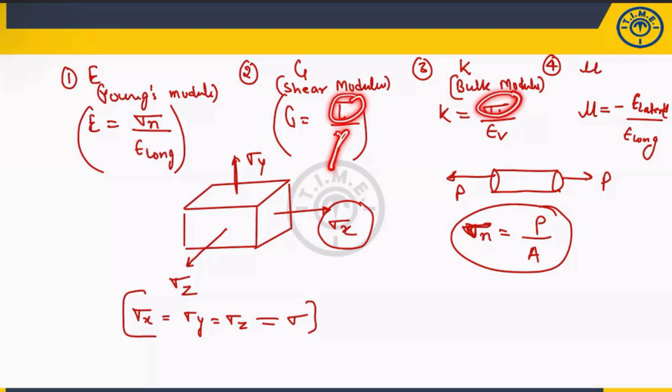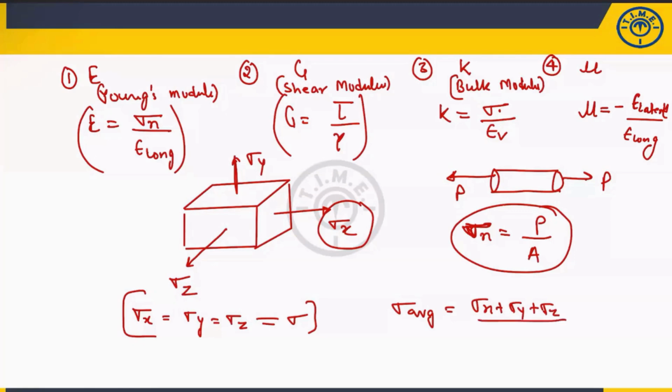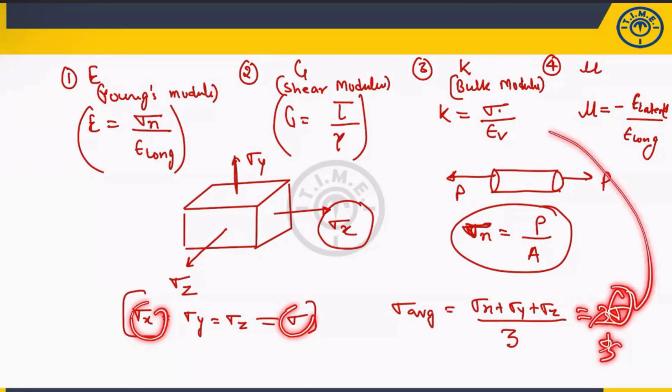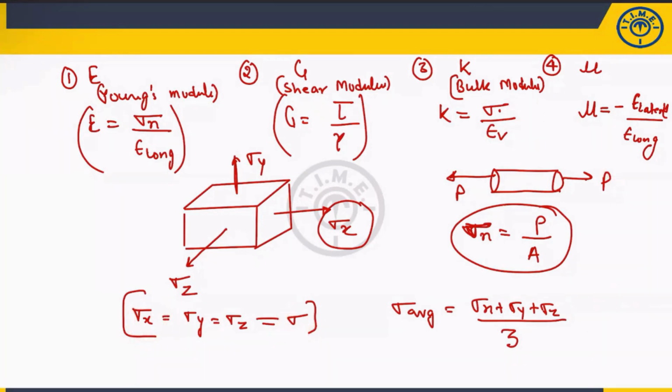You can take it as an average stress or sigma also, because average stress in this case is sigma x plus sigma y plus sigma z divided by 3. What is this value? All are equal. So if you add, you will get 3 sigma by 3, which is nothing but sigma. That's why I have mentioned sigma here. So the bulk modulus is the hydrostatic stress sigma divided by volumetric strain. This is normal stress to the longitudinal strain. This is shear stress to the shear strain.